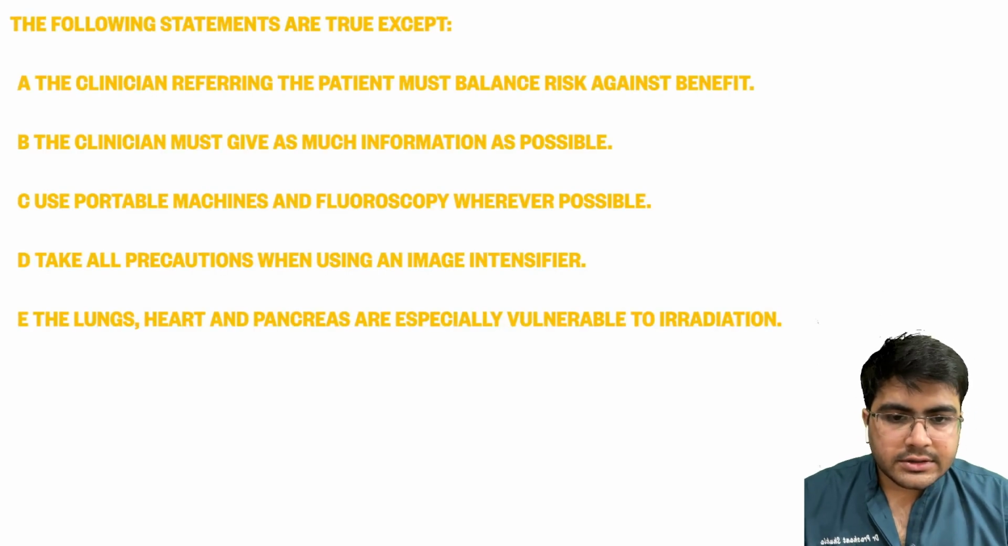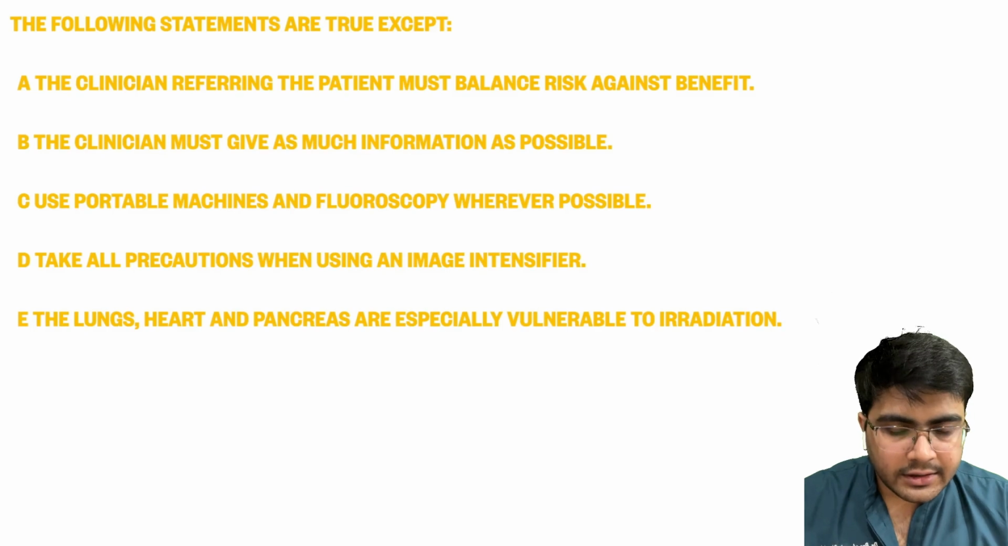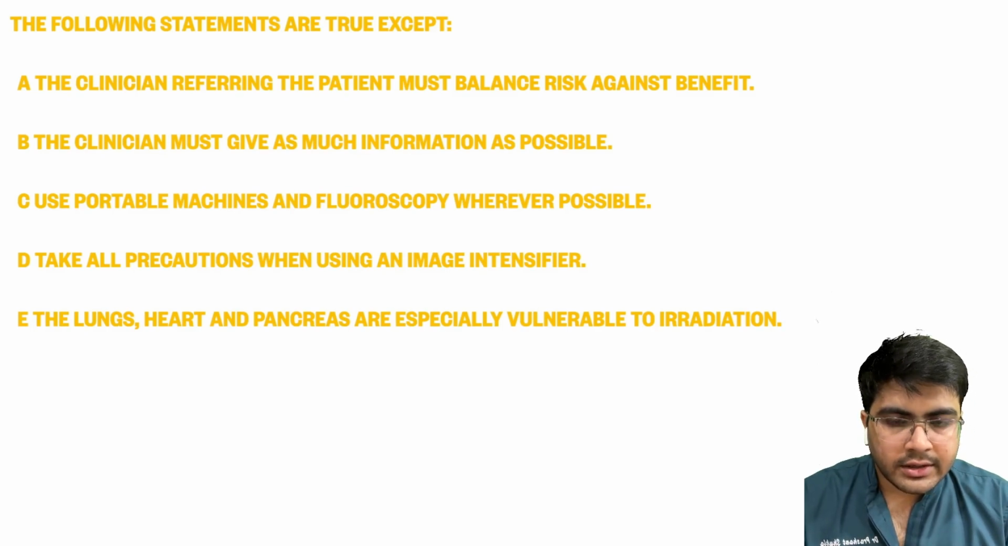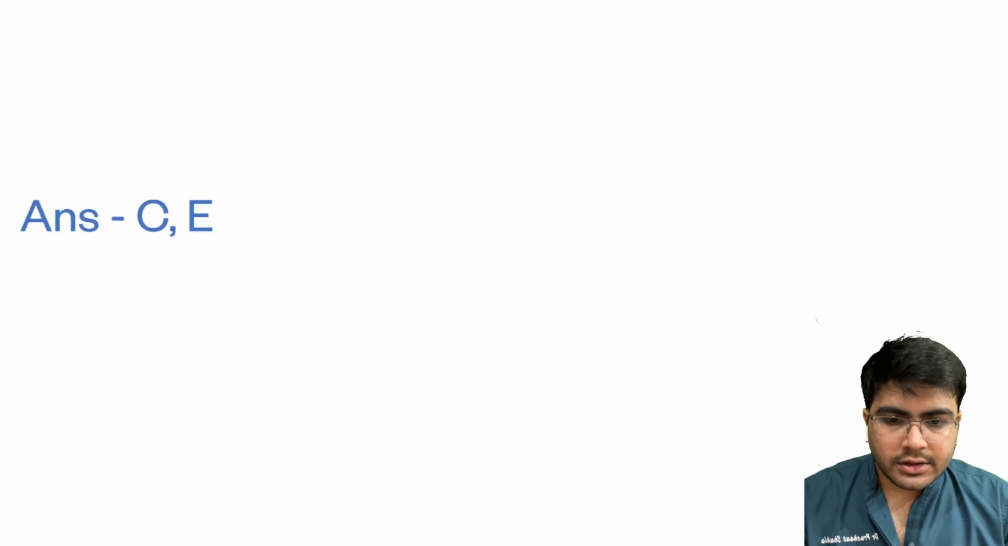The following statements are true except, so we need to find the wrong statements. The clinician referring the patient must balance the risk against benefit. This is a true statement. The clinician must give as much information as possible. Yes, this is also a true statement. Use portable machine or fluoroscopy wherever possible. This is a wrong statement. Take all precautions when using an image intensifier. This is also a true statement. And the lungs, heart and pancreas are especially vulnerable to irradiation. No, the thyroid, testes and ovary are the most vulnerable tissues. So C and E are the wrong statements and the correct answer of this question.